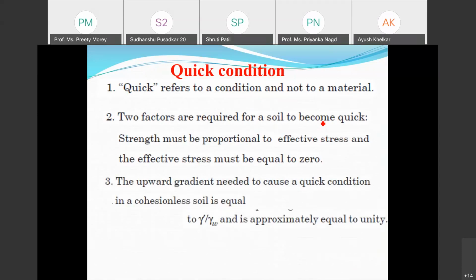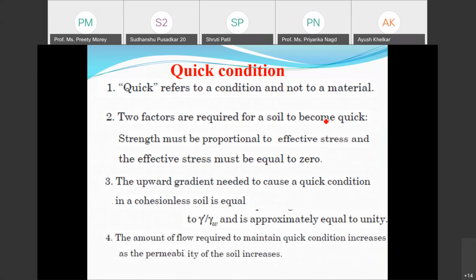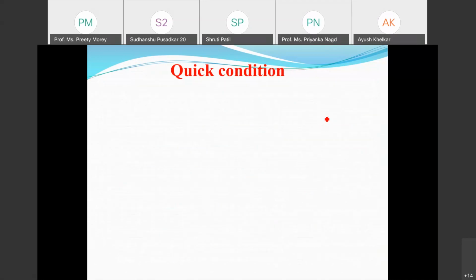So the upward gradient needed to cause the quick condition in cohesionless soils is equal to gamma dash upon gamma W, approximately equal to unity. The amount of flow required to maintain the quick condition increases as the permeability of the soil increases. So this quick condition can be identified if you know the specific gravity of that particular soil and the void ratio of that soil, and we will be able to find out the hydraulic gradient at which this quick condition will occur.